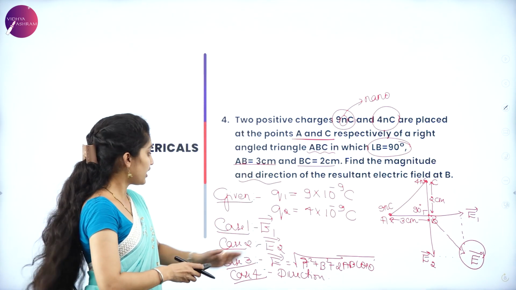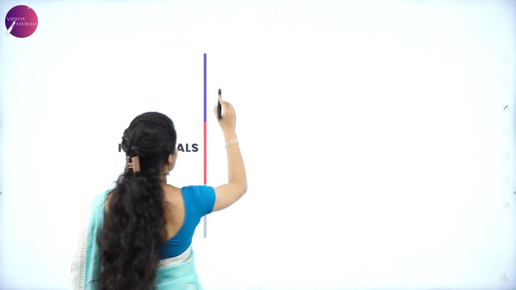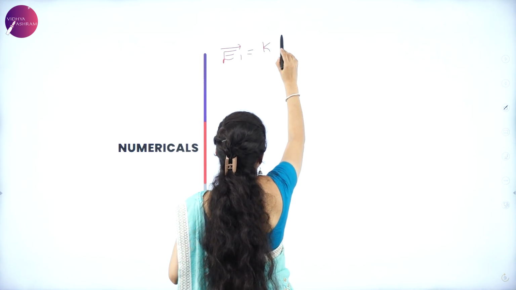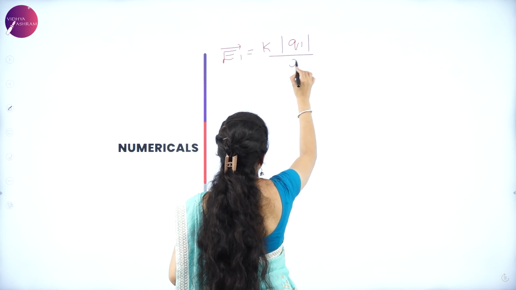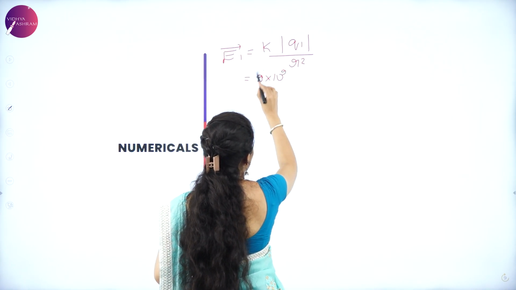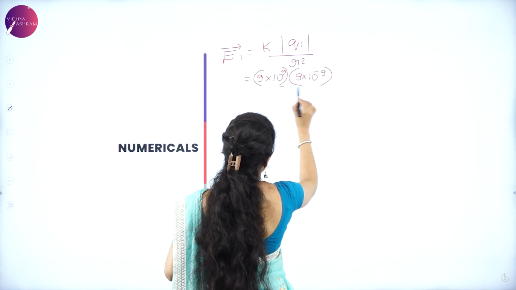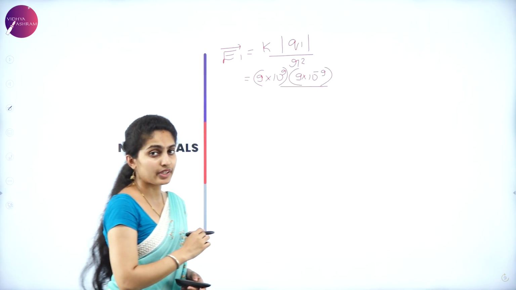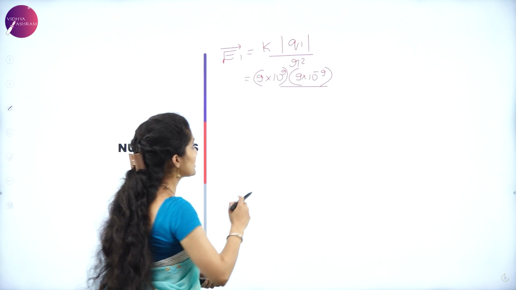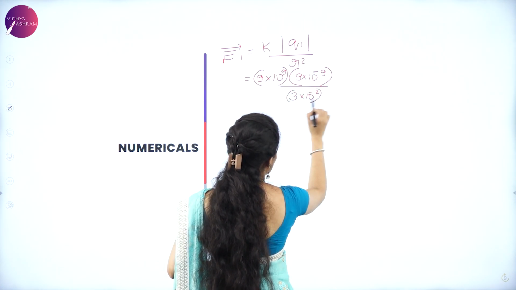Okay, so there are 4 cases for us to solve now. First of all, let us go with the electric field, that is E vector 1 is equal to K mod Q1 by R square. So it is 9 into 10 to the power of 9, and your Q1 is 9 nano coulomb, divided by the distance of separation, that is A. From A to B, the distance is 3 centimeters. So it is 3 into 10 to the power of minus 2 the whole square.